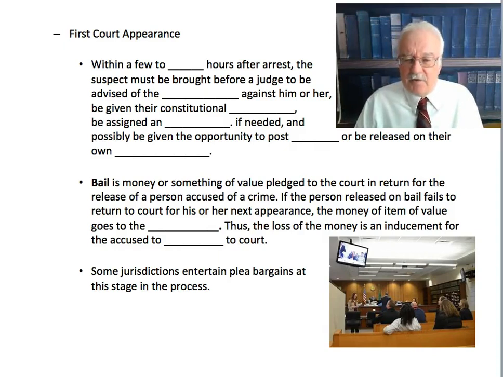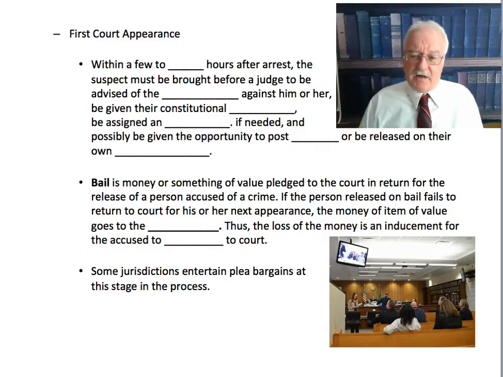Then we have the first court appearance. Again, we're talking about pre-trial steps in the process. So after the booking, the person has to be taken to a judge for their first court appearance. And within a few to 48 hours after an arrest, the suspect has to be brought before a judge. And this is for several purposes. First, the person has to be advised of the charges against him or her.